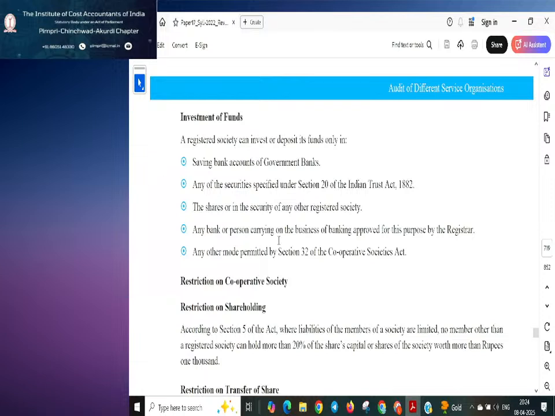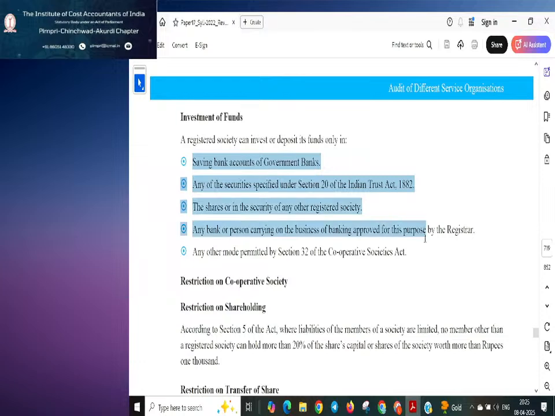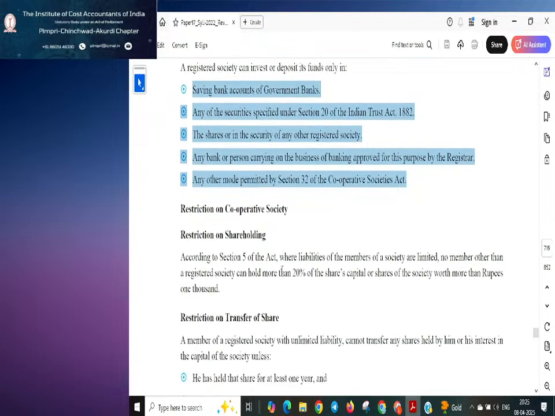Any bank or person carrying on the business of banking approved for this purpose by the registrar. So only if it is approved by the registrar, or any other mode permitted by section 32 of the Cooperative Societies Act. So these are the avenues in which the funds can be invested and revenue can be generated. They cannot just go and invest their funds in the stock market, right? So these are the restrictions on where to invest the funds.